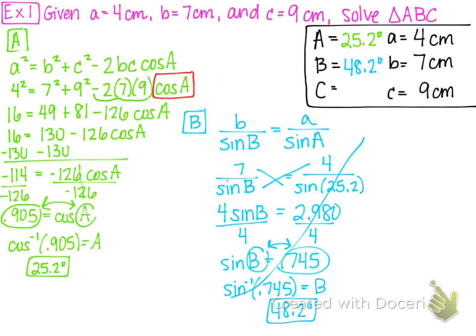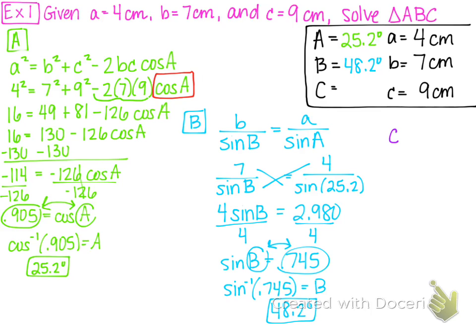The last thing we got to find is big C, and we can go back to the fact that all 3 angles are going to add to 180. Let me fix that. 48.2. So now let's find big C.